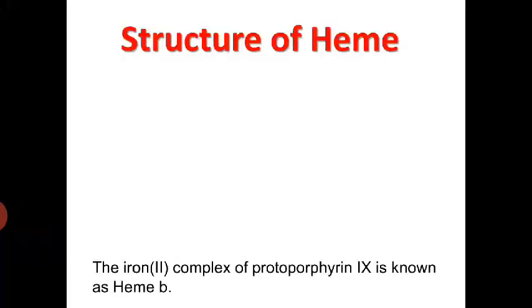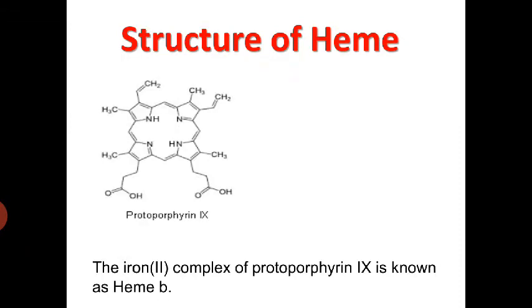So here we can see the structure of heme. In the first diagram, it is the chelating ligand only, in which protoporphyrin IX is present. 4 pyrrole rings are connected with methylene groups, and several groups are attached to the perimeter. So it is without the central metal atom, so no iron ion is there.